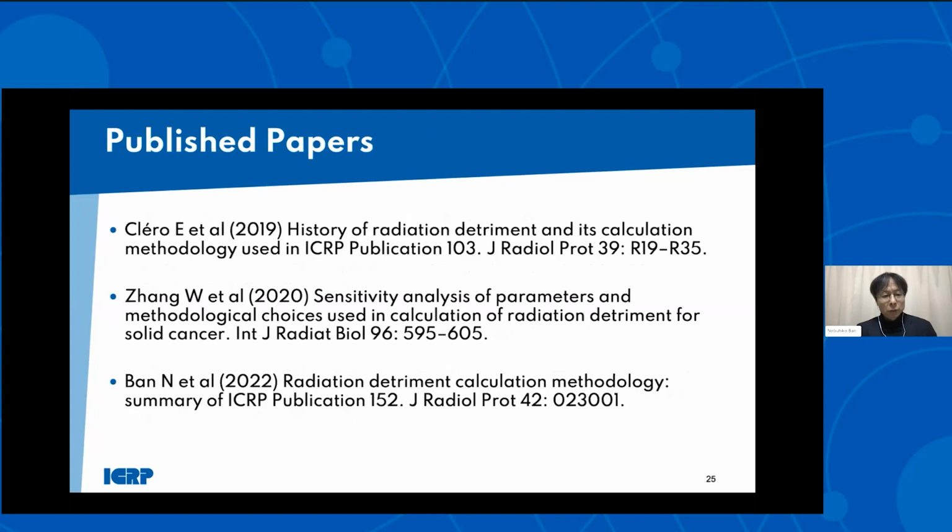Before concluding my talk, let me introduce papers published in scientific journals. Some work of this task group was published as scientific papers. The first one is the summary of chapter 3, the procedure for detriment calculation. The second one is related to the sensitivity analysis, which will be explained in the next presentation. And the last one is the summary of the whole publication, Publication 152.